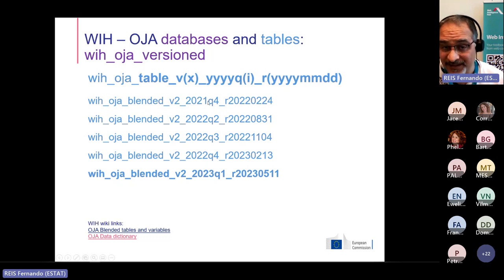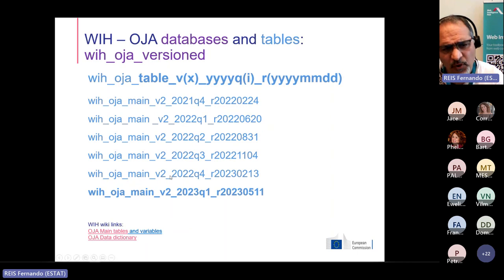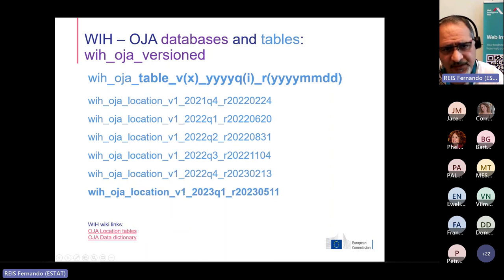One thing to keep in mind is that this is not a release of a quarter of data. This is all the data since the beginning, with one additional quarter. So in the release of 2023 quarter one, you're going to find data on the OJAs collected in the previous periods. Now you can find the description of the tables. The same holds for the other tables, as you can see.